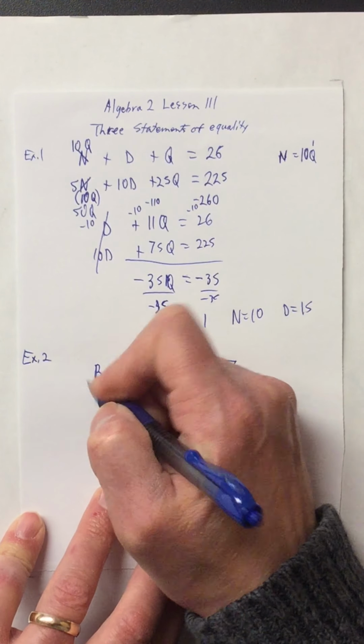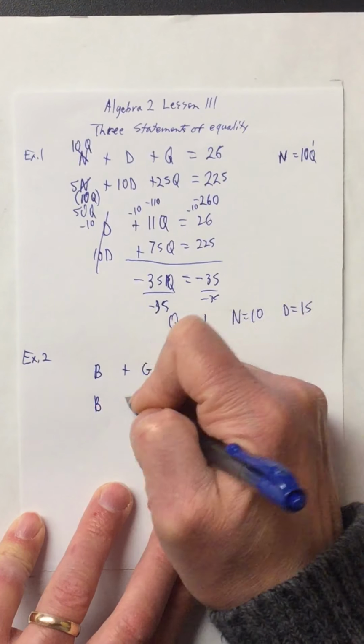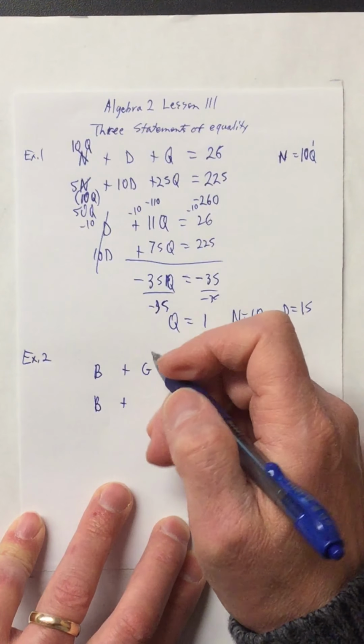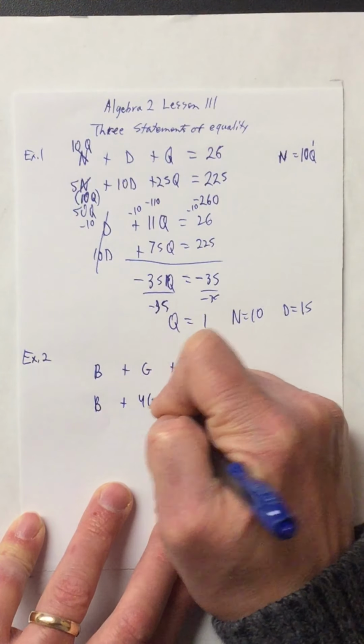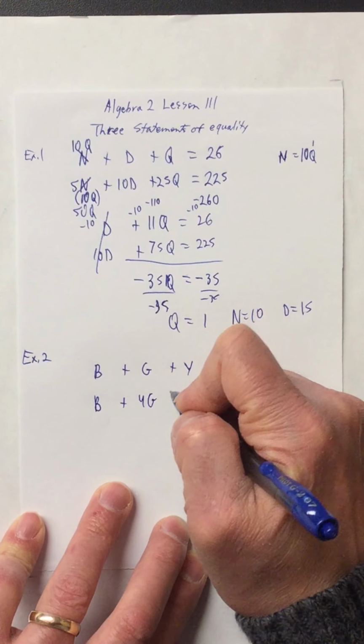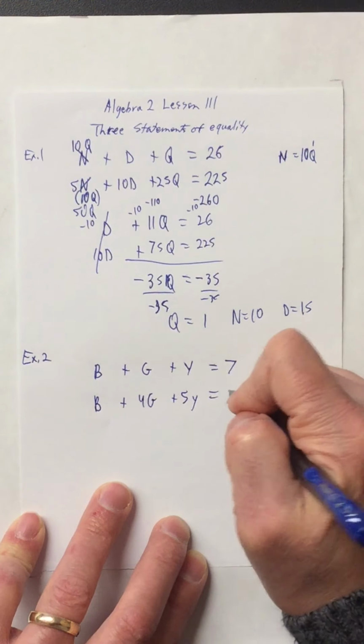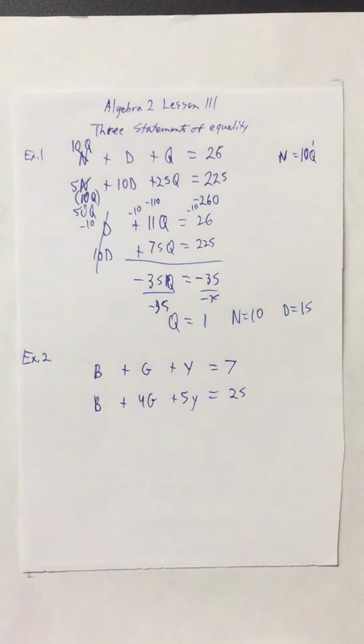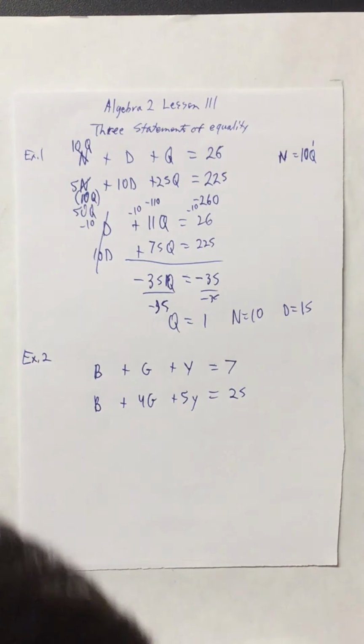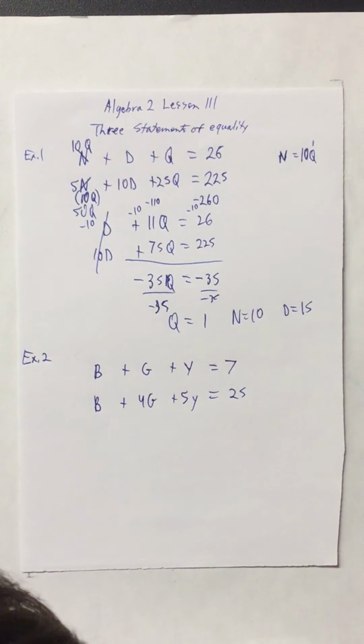So blues stay as 1. I'll leave that as understood. Greens get a 4 in front of them as a value of pounds. Yellows get a 5 in front. And then let's see, the total amount of weight was 25 pounds. There we go. If there was one more yellow than green, how many of each color were there?